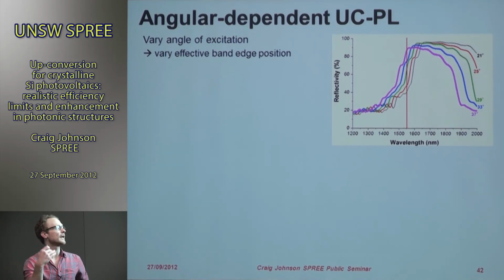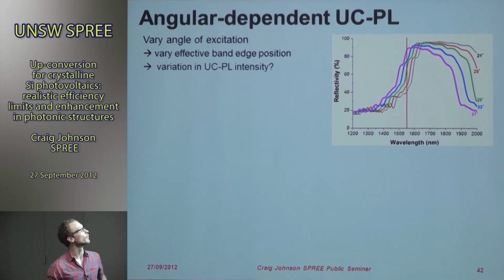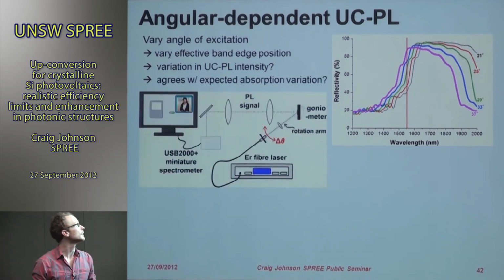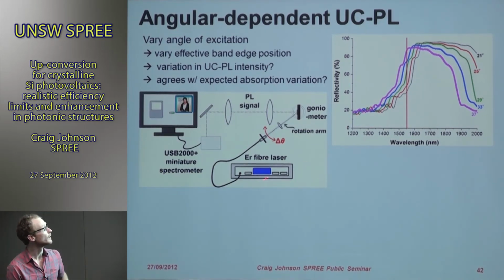And you can see that the band edge traverses that 1550 nanometer point. What we'd like to see is, does this correspond to a variation in the intensity of the PL that we see when we excite the sample at 1550 nanometers? And does it agree with the expected variation in absorption that we have modeled? So this is the system we set up.